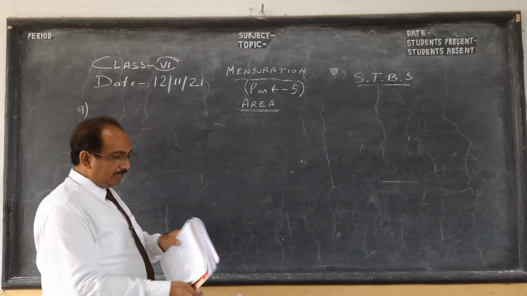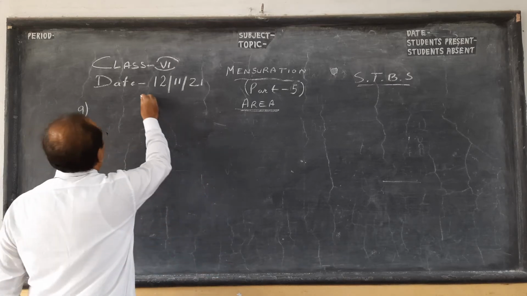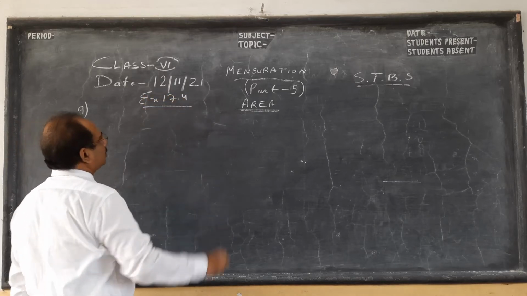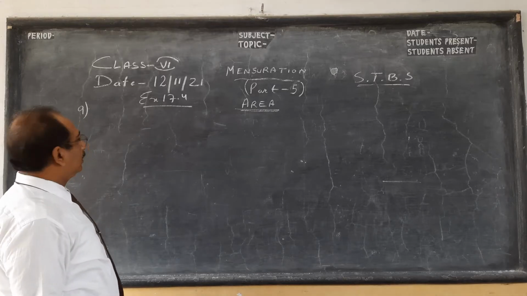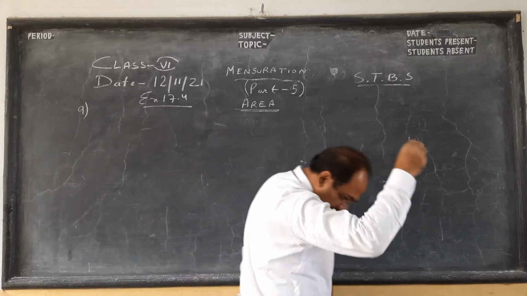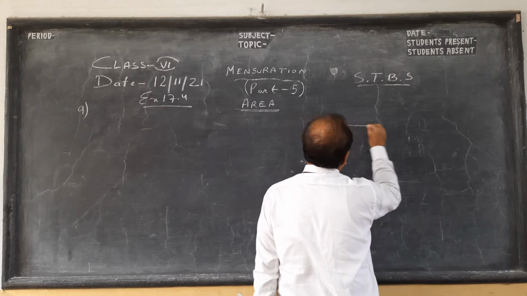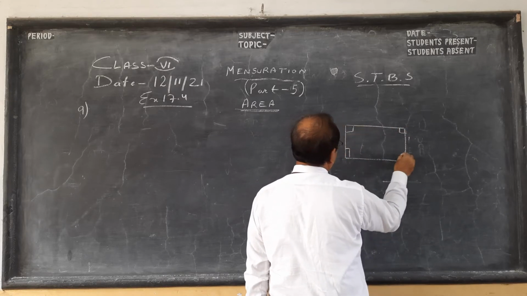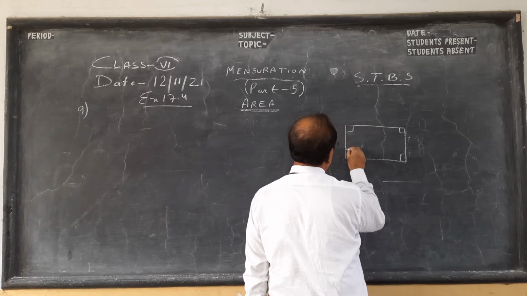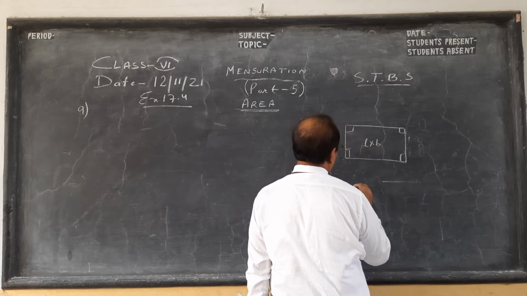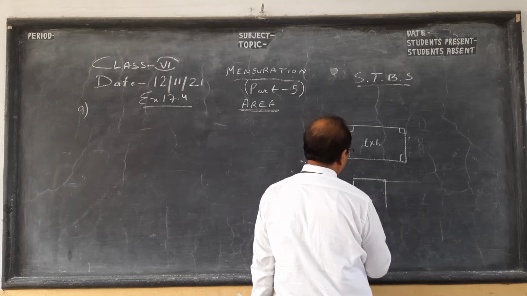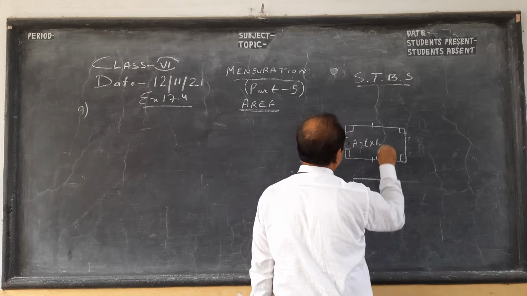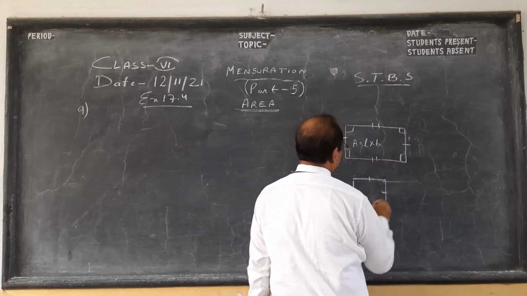That exercise, this is 17.4, 17.3 you will see that. Okay, before this, just to recapitulate, we have area of a rectangle as length into breadth. Okay, and the area of a square, when all sides are equal, is L square.